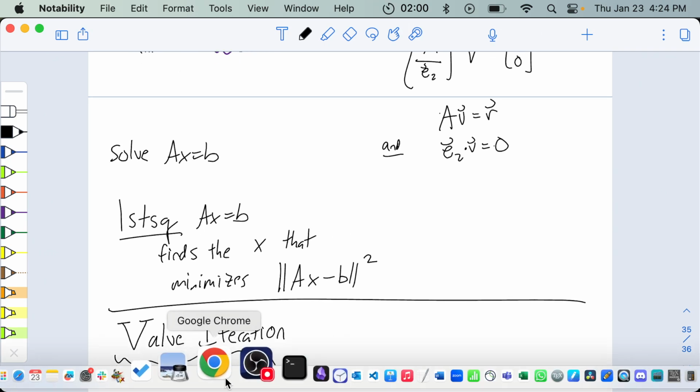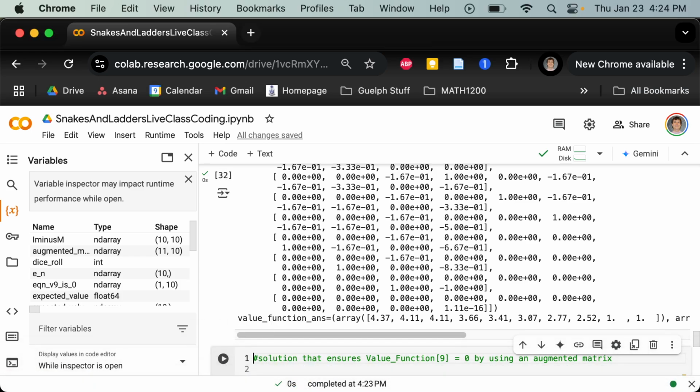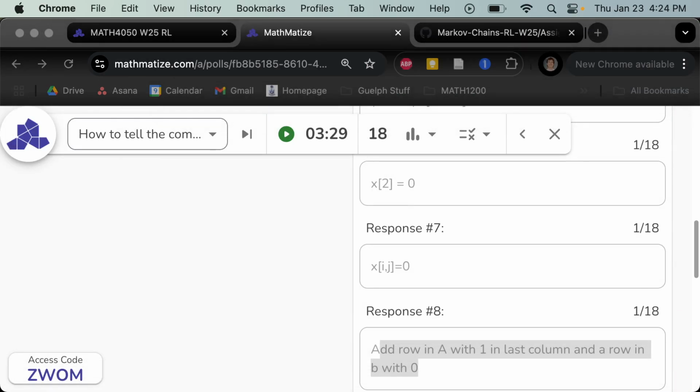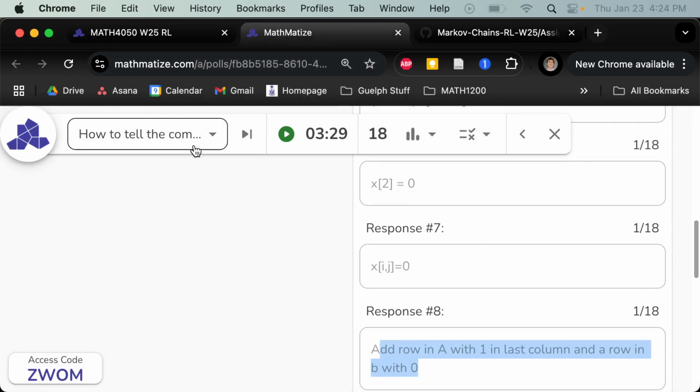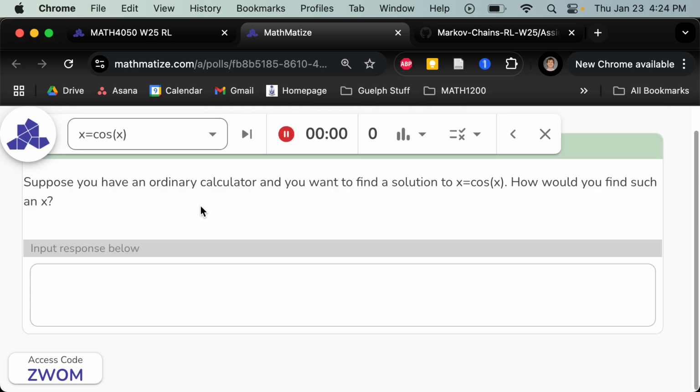Okay, to get this value iteration ball rolling, I came up with a fun problem for you guys to try, which is a problem you might have had when you were in elementary school. You have a calculator, and you want to find a solution to x equals cosine of x. How do you solve x equals cosine of x with your calculator? You sit there, you're bored in class, you're pressing the buttons. You might have stumbled upon this solution anyway.